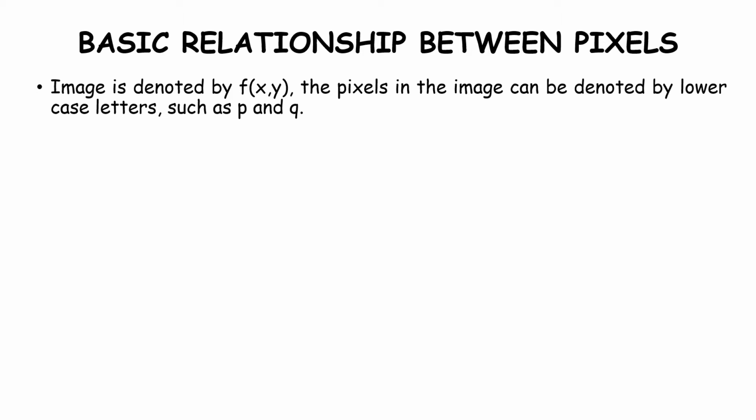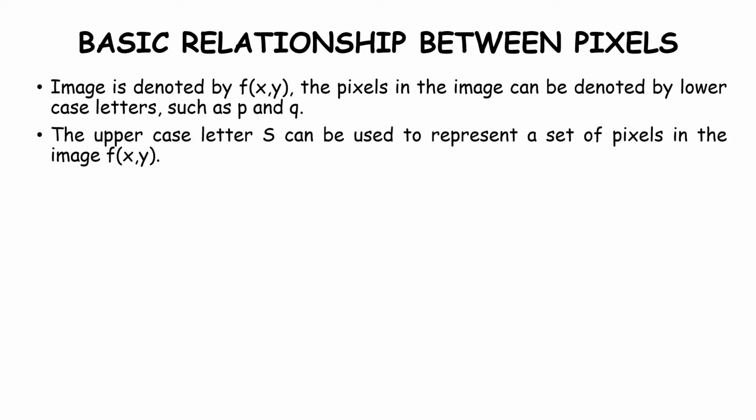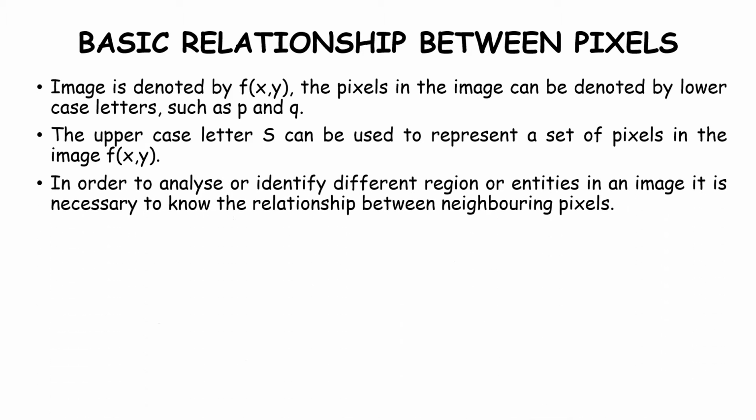The pixels in the image can be denoted by lowercase letters such as p and q. The uppercase letter S can be used to represent a set of pixels in the image f of x comma y. In order to analyze or identify different regions or entities in an image, it is necessary to know the relationship between neighboring pixels.